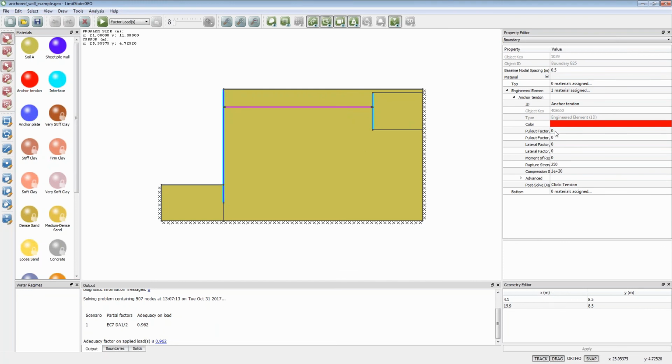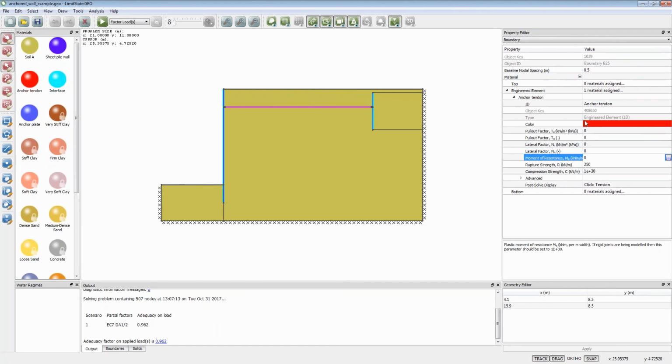Now here we've essentially set factors here all 0, and that basically means that the tendon does not interact with the soil that it passes through. It's just able to transmit a tensile or compressive force, but in no other way does it interact with the soil. We set a moment of resistance there of 0, so that means it can bend freely and that it will fail in tension at a strength of 250 kilonewtons per meter in the diagram.